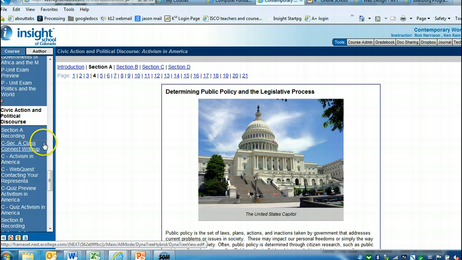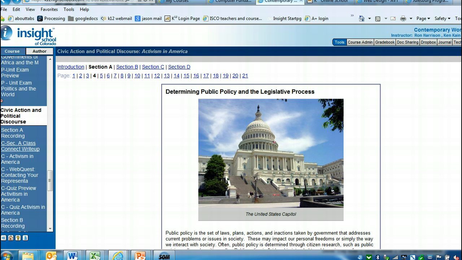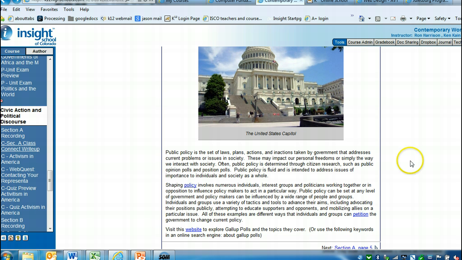Let's go back to the Class Connect write-up. How is public policy often determined? So that's on page 4. If you look at page 4, public policy is the set of laws, plans, actions, and inactions that are taken by government that address what is happening in society. Often public policy is determined through citizen research, such as public opinion polls and position polls. So that's the answer to that question.